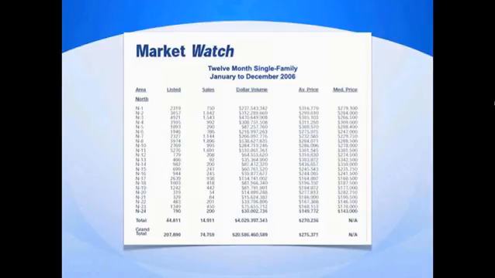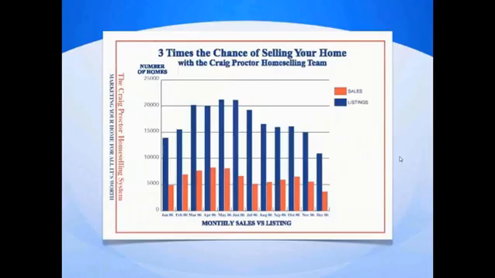Here's a chart that basically shows the same thing. The blue bars are the number of homes listed, and the red is the number of sales. And now I'm starting to get into my track record, that you've got 3 times the chance of selling your home with me. We're going to get into some individual statistics here in a minute.